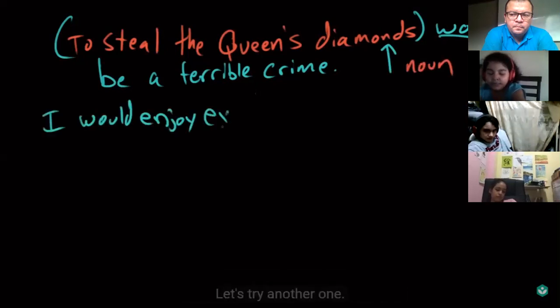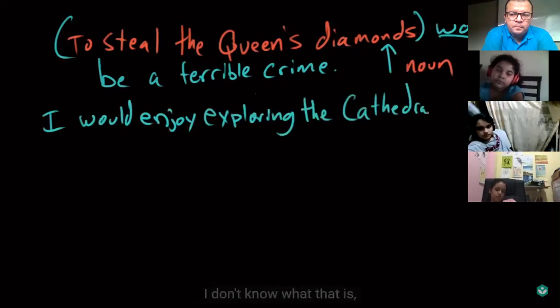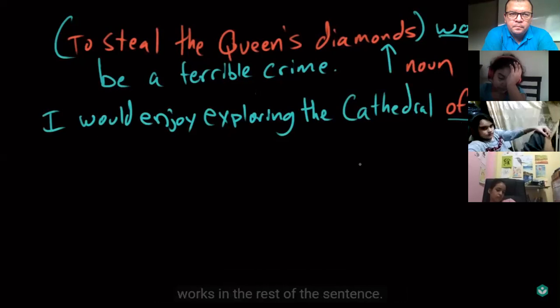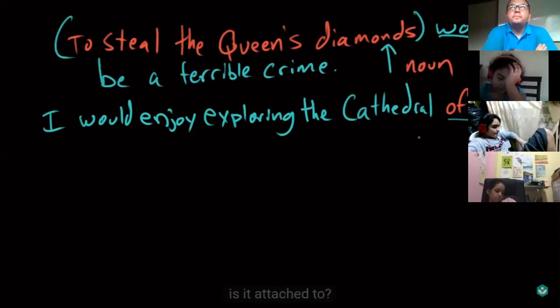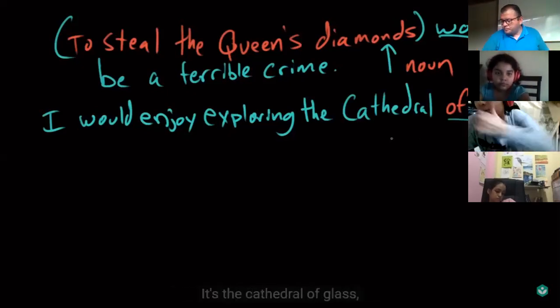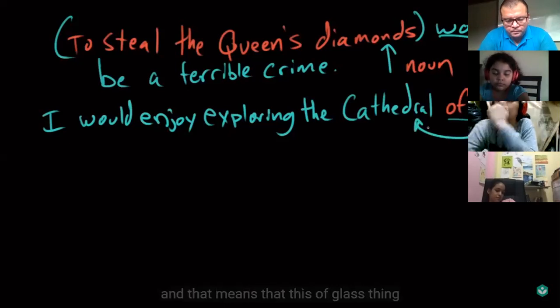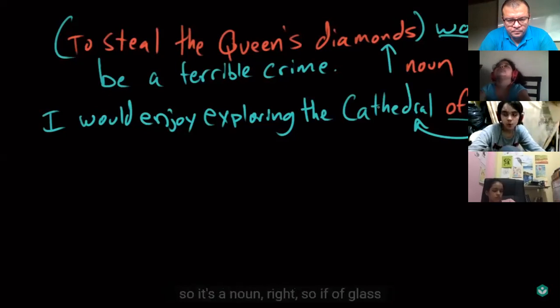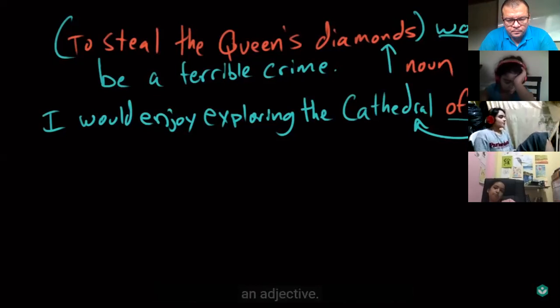Let's try another one. I don't know what that is, I just made it up. Let's pay attention to how the prepositional phrase of glass works in the rest of the sentence. What part of this is it attached to? It's not I of glass or enjoy of glass. It's the cathedral of glass. And that means that this of glass thing is describing cathedral. A cathedral is a place or a structure, so it's a noun, right? So if of glass is modifying this noun, that would make it an adjective. So of glass here, this prepositional phrase, is behaving like an adjective.